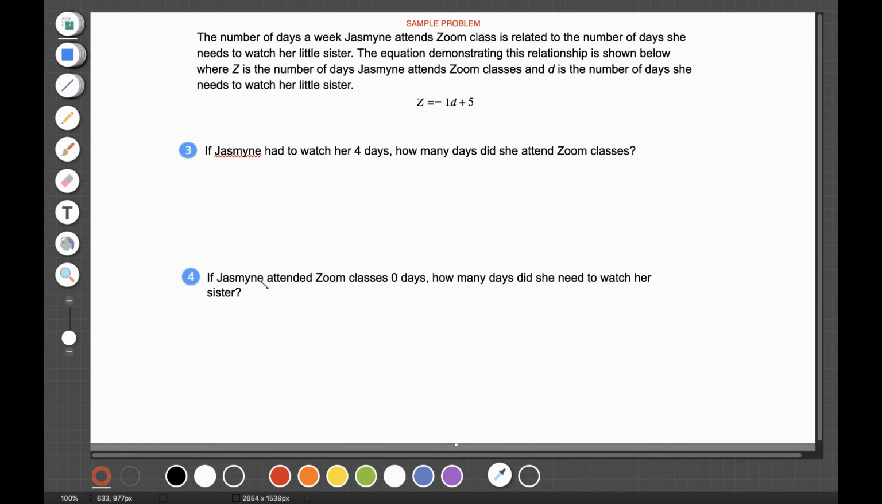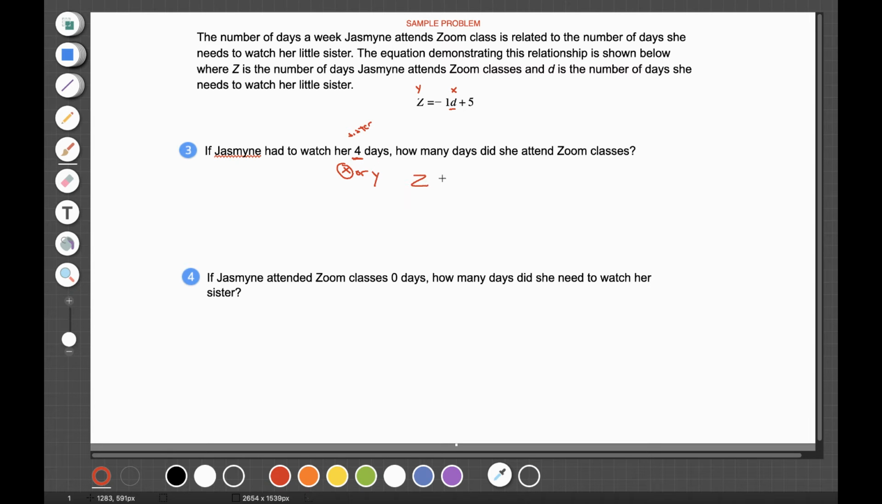So, what you need to think to yourself is, is this 4 talking about X or Y? If we think about our equation up here, we have a Y here, this is our X really. Well, this is the days if she had to watch her sister 4 days. Is that referring to the X or the Y here? Well, that would be referring to our X, so in this case it's an X. So what you need to do is take that and plug it in.